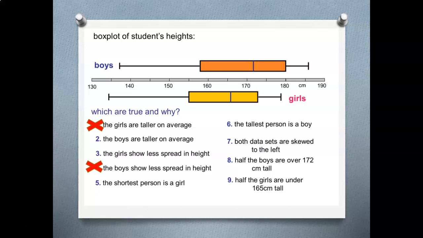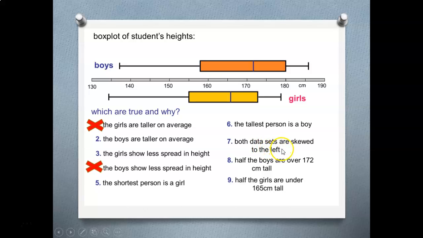Number 5, the shortest person is a girl. Well, the shortest person is right here, and yes, that's on the girls, so that is true. Number 6, the tallest person is a boy. Well, the tallest person would be right here, and that is a boy, so that's true.